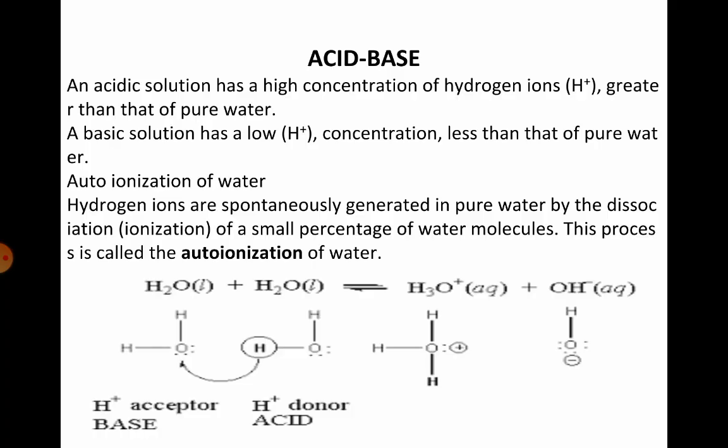An acidic solution has a high concentration of H plus ions, greater than that of pure water, and a basic solution has a lower hydrogen ion concentration, less than that of pure water. And this is about the autoionization of water, which occurs in pure water, where hydrogen ions are spontaneously generated by the dissociation of a small percentage of water molecules.